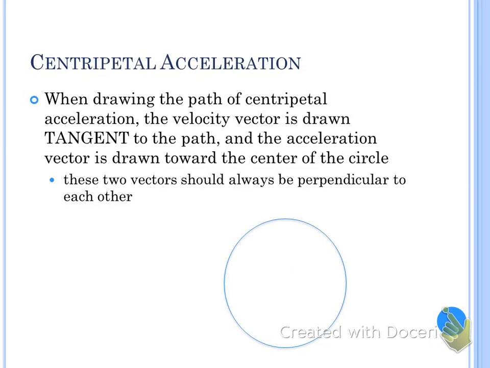When we draw our vectors, they have to always be perpendicular to us. So as long as we draw our velocity vector tangent to the curve, right, that means in a straight line from our circular path, our acceleration always is center seeking, so it's toward the center of the circle. Those two should form a right angle, or should be perpendicular, always.